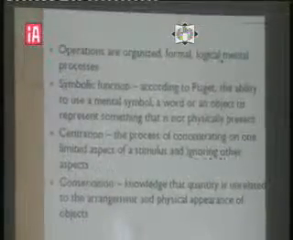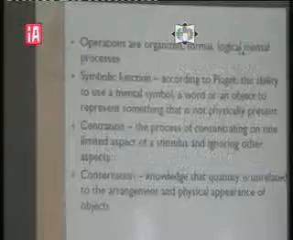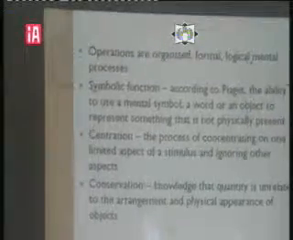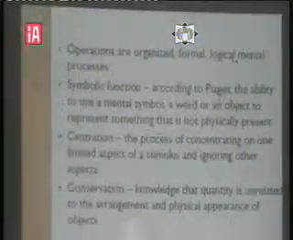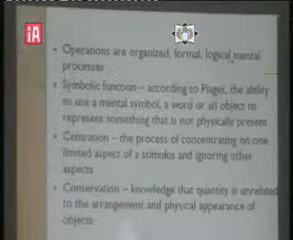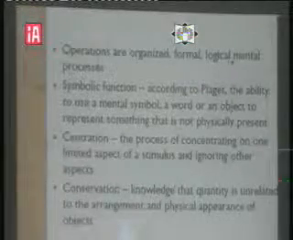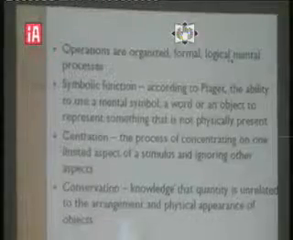Okay? And centration, the process of concentrating on one limited aspect of a stimulus and ignoring other aspects. Conservation, knowledge that quantity is unrelated to the arrangement and physical appearance of objects. We can give you examples for both. Like how she said now, fruits. So, apple, orange, mango, everything is there, but all of that belongs to the category of fruits. That is a central thing, that's centration. Okay, a central theme. You're working around a particular thing. When you say colors, your theme is that thing. You focus only on that.